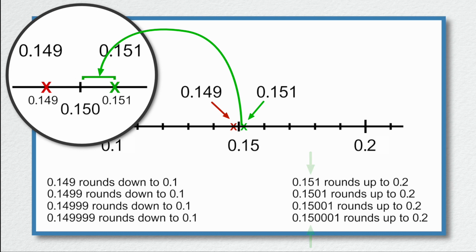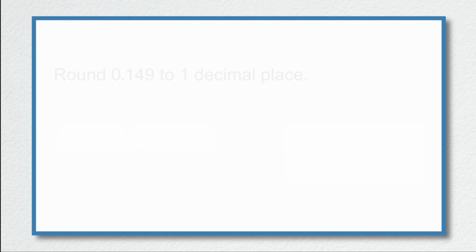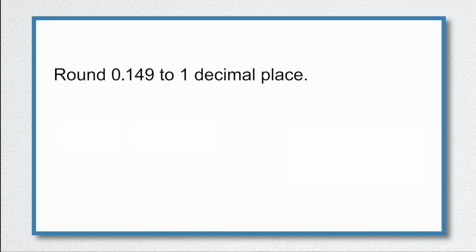Now, what we've done in this specific example with all these numbers is that we have rounded all these numbers to one decimal place. That is, if we look at 0.149, we have rounded this number to 0.1. And we say it's been rounded to one decimal place. That means it's been rounded to one digit after the decimal point. So you might have got a question looking something like this. Round 0.149 to one decimal place.